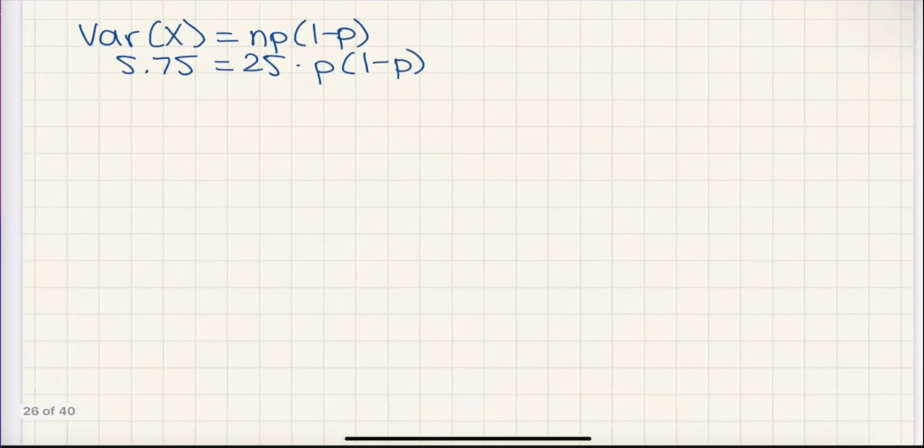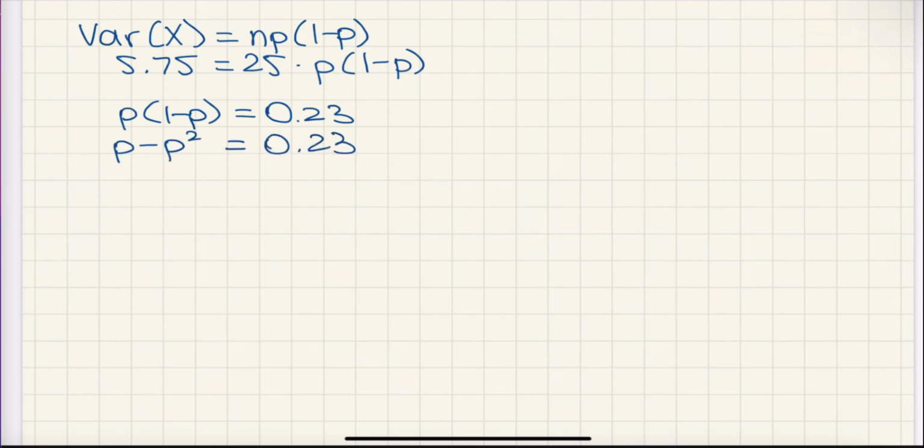First thing I'm going to do is 5.75 divided by 25. 5.75 divided by 25 gives me 0.23. So that means p times 1 minus p is equal to 0.23. Then I'm going to multiply this through and get p minus p squared equals 0.23. That means that 0 is equal to p squared minus p plus 0.23.